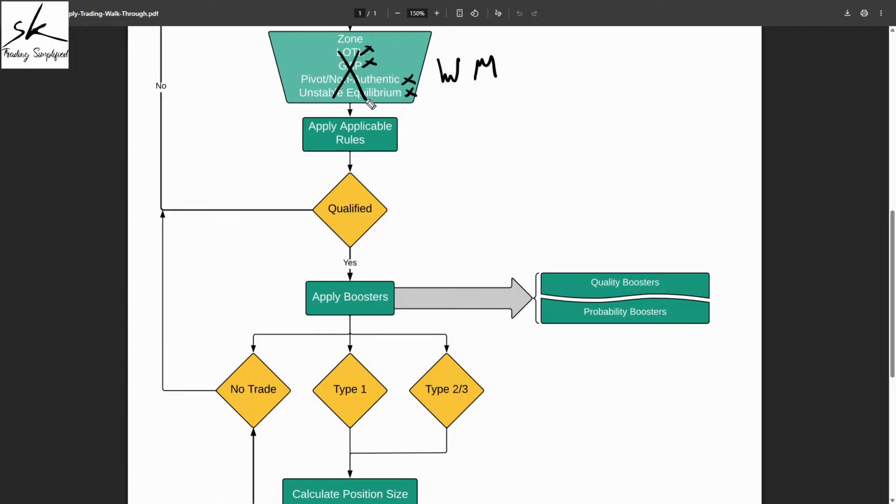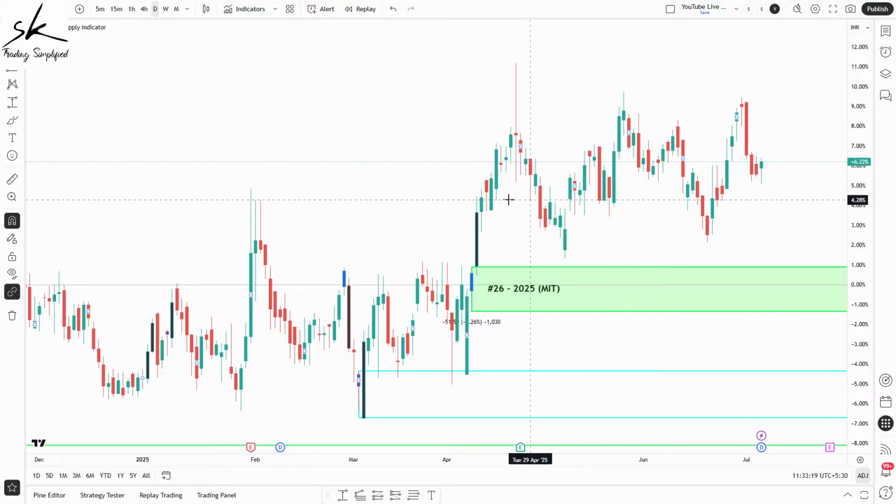So talking about all these conditions, none of the conditions were applicable. And if these conditions are not getting applied, they cannot disqualify the zone, right? Only if they get applied, then there are two possibilities, either qualified or disqualified. But if it is not getting applied, by default, is the zone qualified for us? The answer is yes.